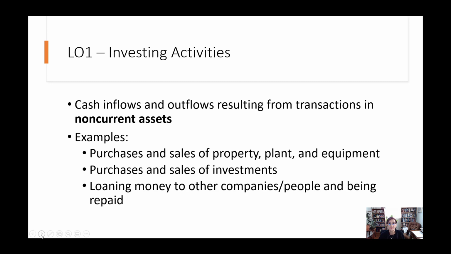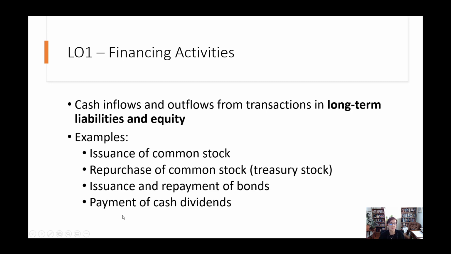Investing activities come from transactions in non-current assets. All right, so think of non-current assets. Remember, those are assets that last for longer than a year, generally speaking. And we have examples here. So purchases and sales of property and equipment. Purchases and sales of long-term investments. Loaning money to another company or another person and getting repaid. Those are all investing activities. We'll see how they work in detail shortly.